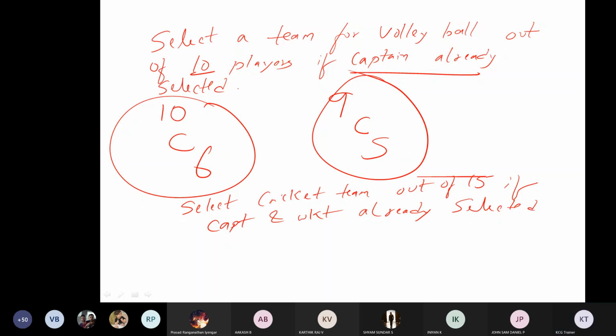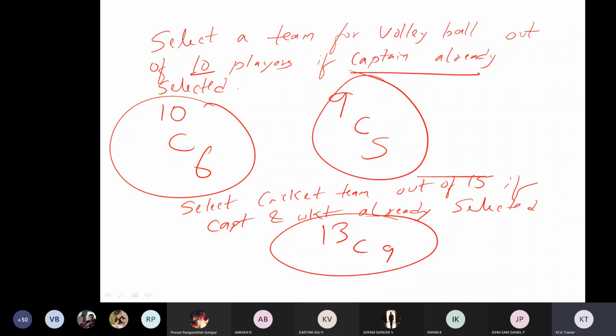13C9. Wonderful. So out of 15, 2 people are already selected. Similarly, out of 11, 2 are already selected. So we have to select the remaining 9 out of 13. So this kind of question is called a tricky question.